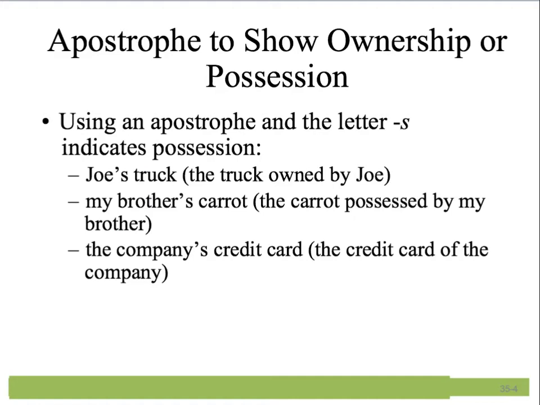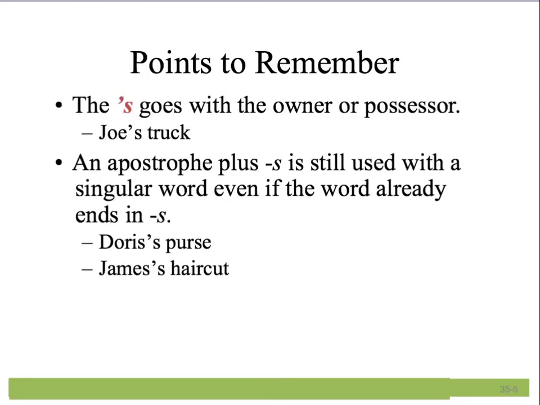All right, we use, of course, an apostrophe and the letter S to indicate ownership or possession. So Joe's truck indicates that Joe owns the truck, so we put the apostrophe and then the S. Brother's car indicates he owns it. And company's indicates that this company owns this credit card. Now, remember, the apostrophe S goes with the owner or the possessor. An apostrophe plus S is still used with a singular word even if the word already ends in S. So if you have a name that already ends with S, like Doris or James, we just go ahead and put the apostrophe and add the S at the end.